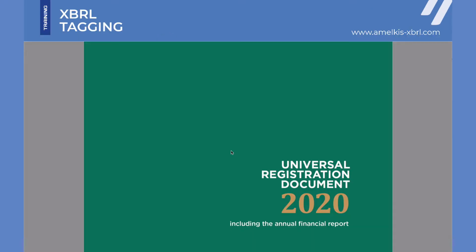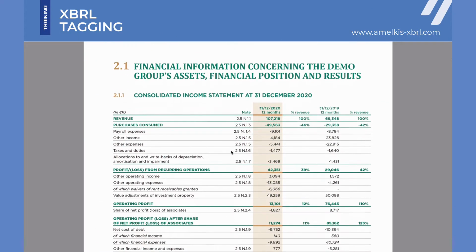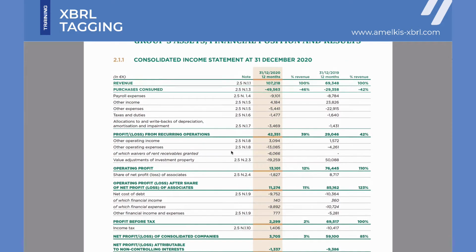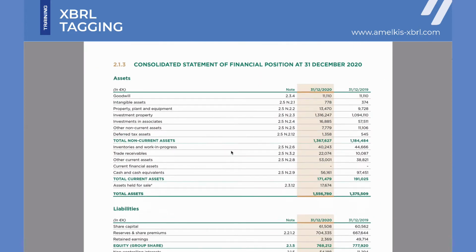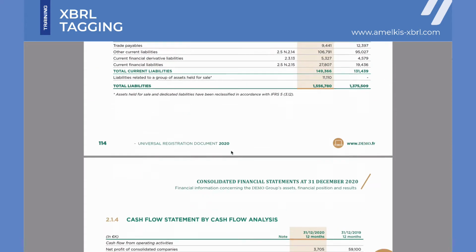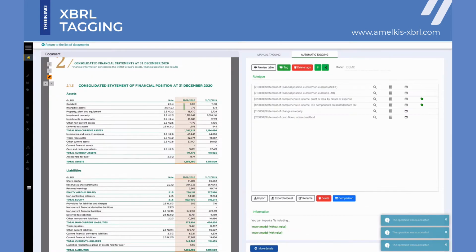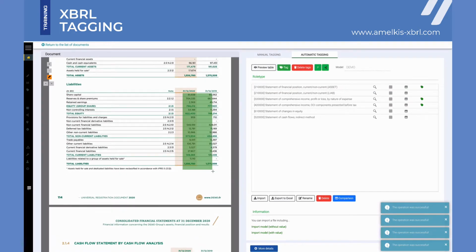In this training we will tag the primary statement of a universal registration document. We will tag the income statement, net comprehensive income statement, statement of financial position, change in shareholder equity and also the mandatory informations. As you know, the Amelkis XBRL allows you to automatically tag tables from an Excel file specifying the tag to apply for each amount.